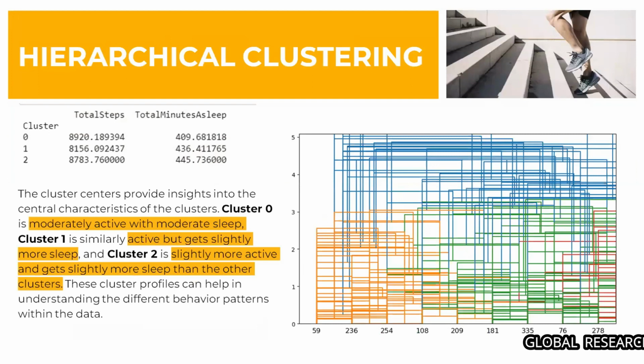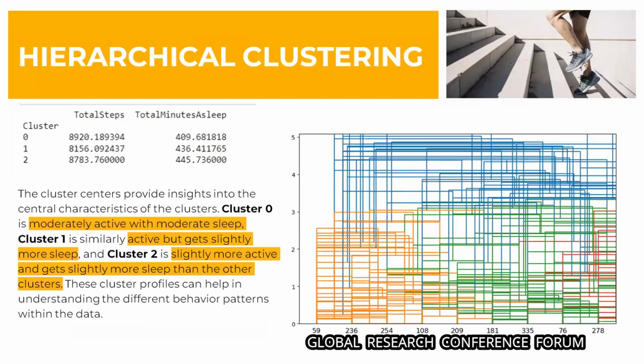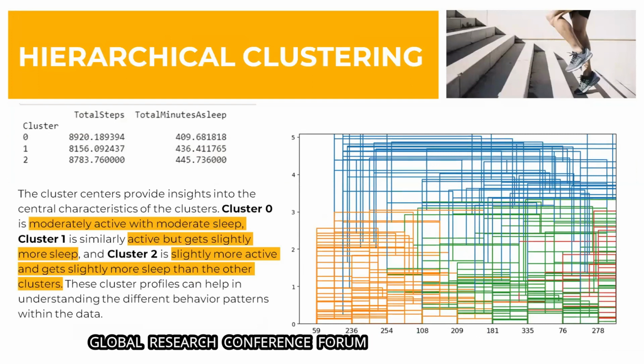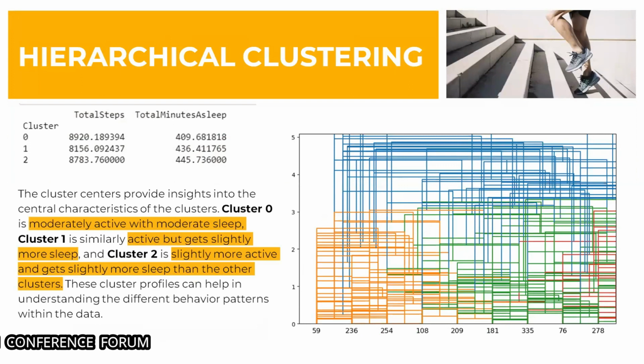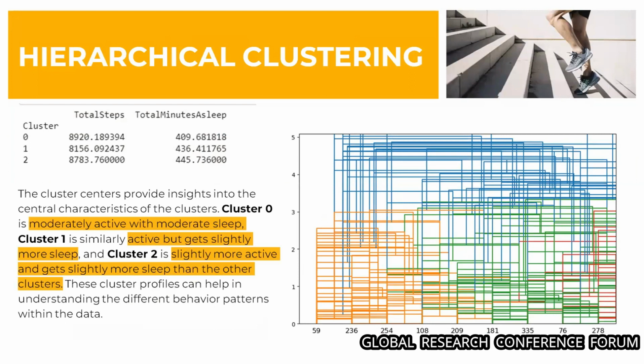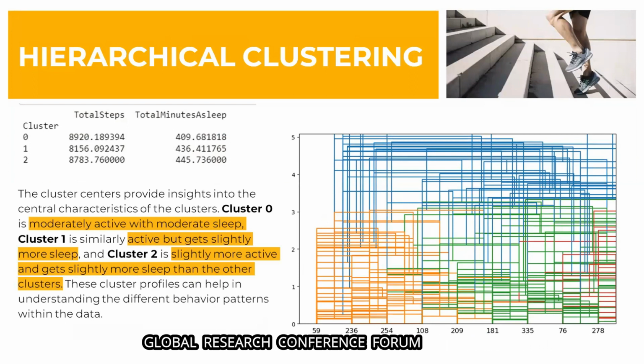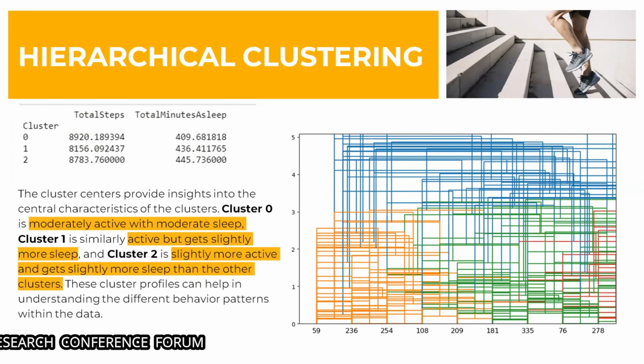Then I have implemented hierarchical clustering. I have also divided this into 3 clusters. Cluster 0 is moderately active with moderate sleep. Cluster 1 is similarly active and gets slightly more sleep. Cluster 2 is slightly more active and gets slightly more sleep than the other clusters.